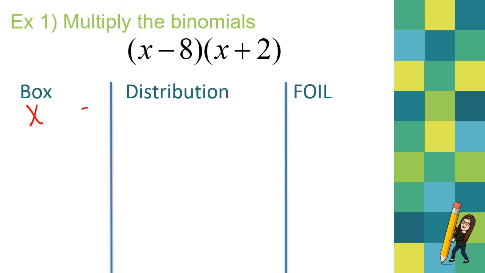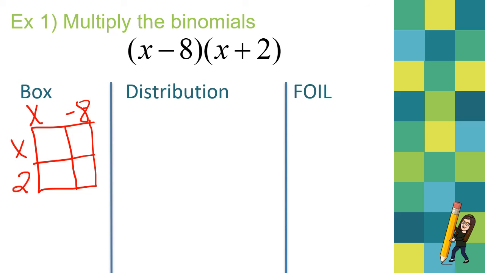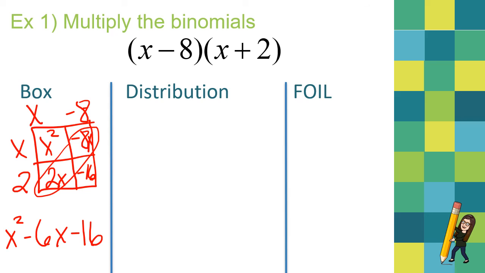So box method. I have an x and I have a negative 8. I have an x and a positive 2. They could be flipped, right? I could put the x plus 2 on top and the x minus 8 on bottom. Gets me to x squared, negative 8x, 2x, negative 16. If I combine like terms, it's only the x's I can combine, negative 6x, negative 16.